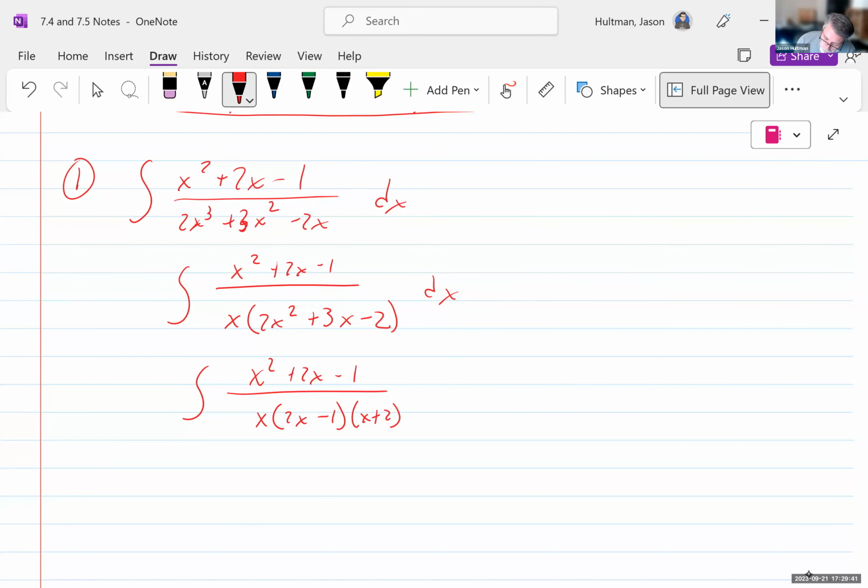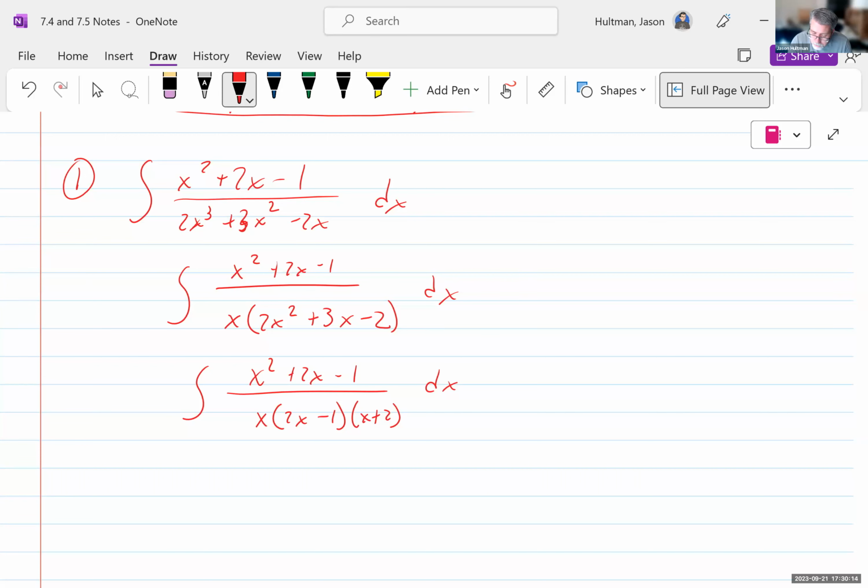2x squared can only come from a 2x times x. And the 3x comes from the 4x minus 1x. 4x minus 1x gives me the 3x. And the minus 2 comes from the negative 1 and the negative 2. Okay. We have that guy factored. Okay, dx.